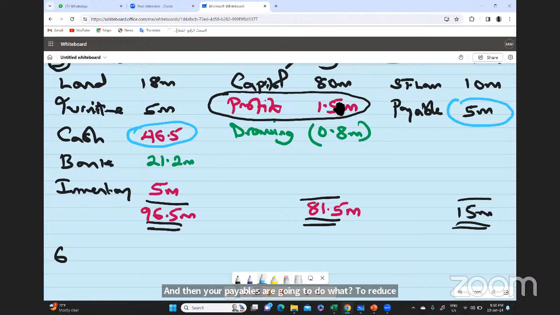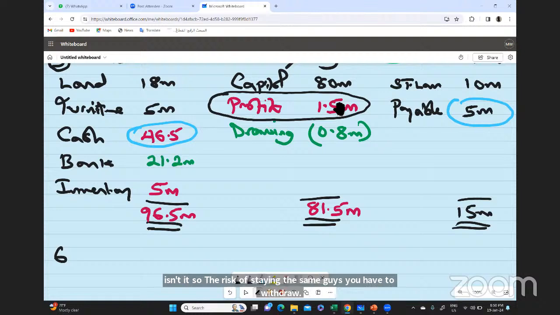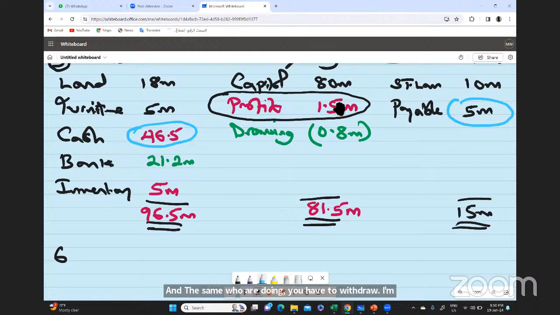Guys, you have to redraw. The same way we are doing, you have to redraw. I'm doing this because I wanted us to save time. I don't want us to leave late. Is it okay?